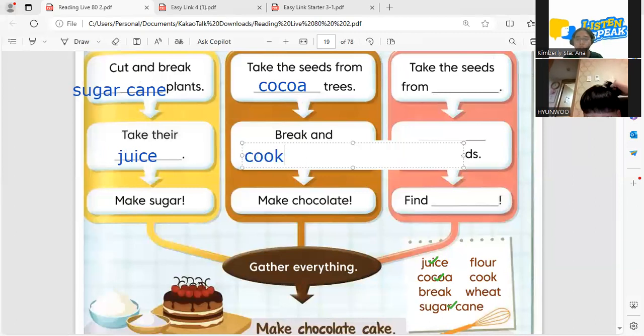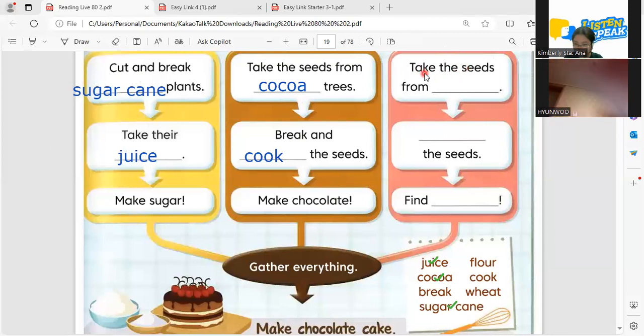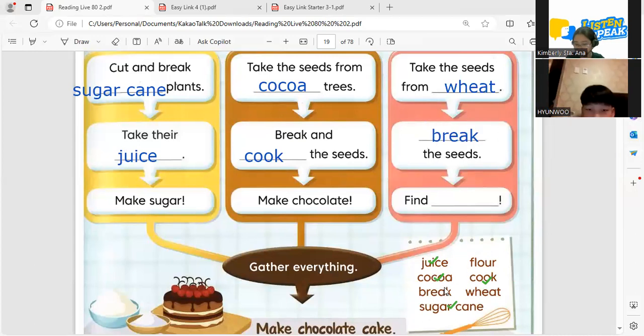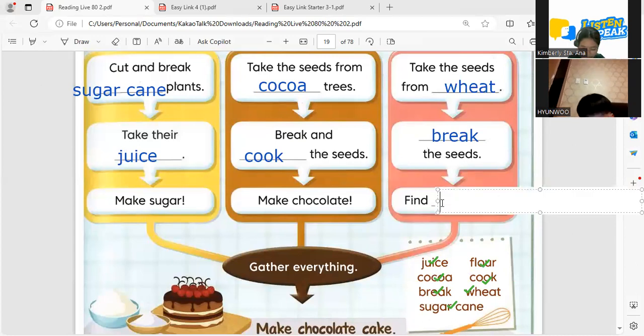That's nice. How about the next one? How do we make flour? We take the seeds from wheat. Good work. Okay, how about the next one? Break the seeds. That's amazing. Thank you. And lastly, flour. Make flour.